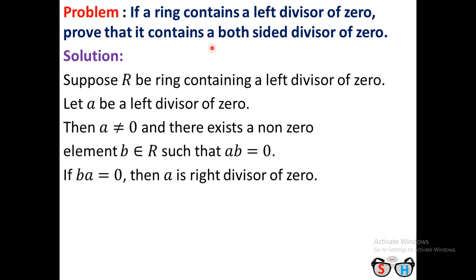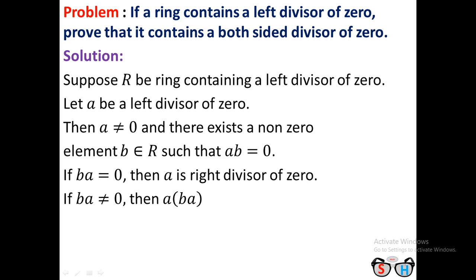So when A is a left divisor of 0, and in that case if B equals 0, then A is a both sided divisor of 0. That is, it is a left divisor of 0 as well as a right divisor of 0. But what happens if B is not equal to 0?